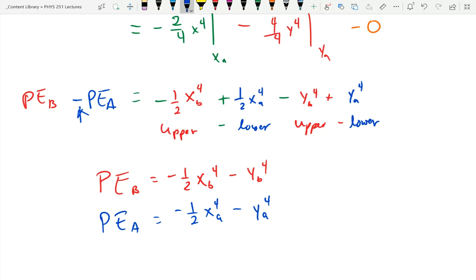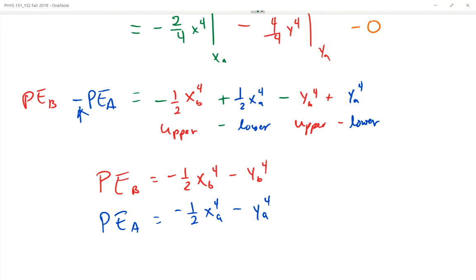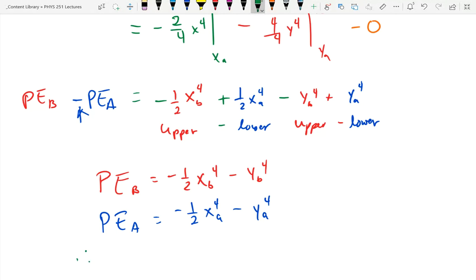We usually say, therefore, (those three dots mean therefore) PE equals minus 1/2 X to the fourth minus Y to the fourth. That's what we usually do. But there is another option, one that we usually don't do.